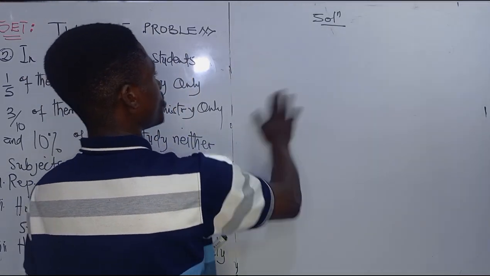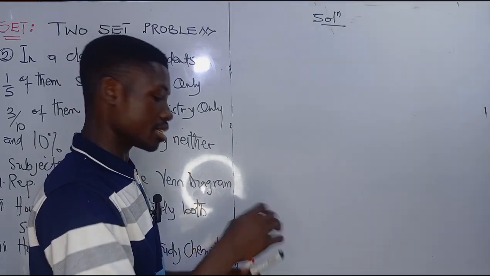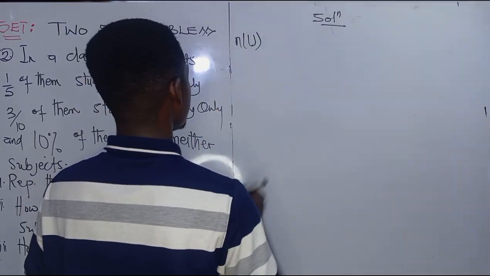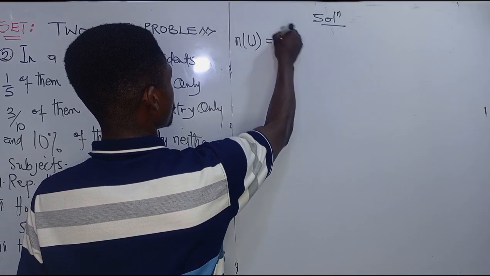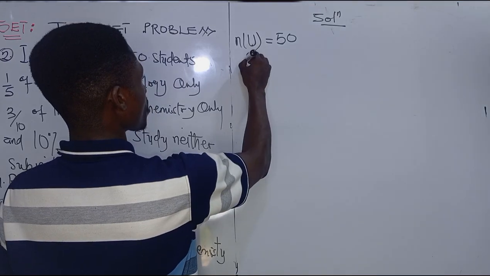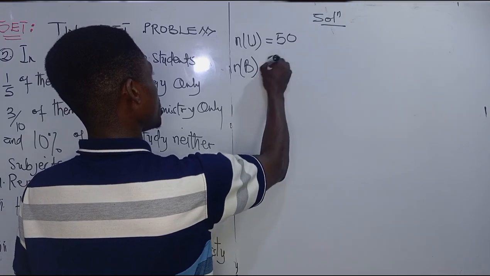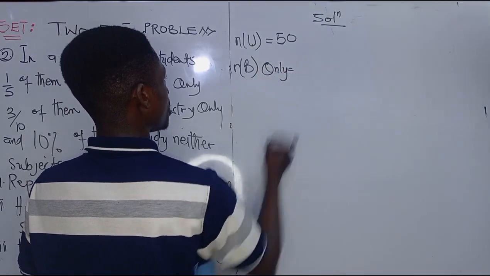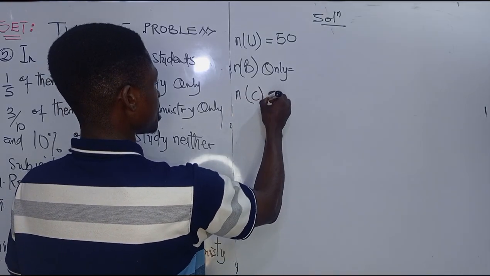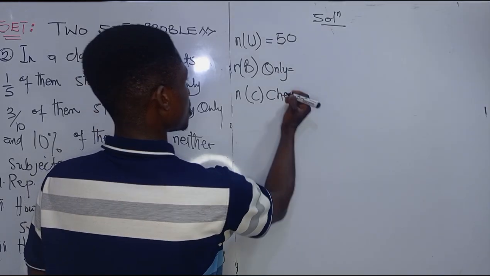Let's solve it. What we are supposed to do is to write down the vital information from the question, right? So we have N(U), the number of students in the class. We have how many students? 50 students. And then let B be the number of students who offer biology only. And let C represent the number of students who offer chemistry only.